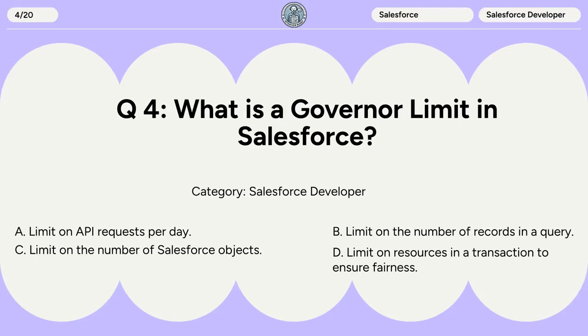Question 4. What is a governor limit in Salesforce? A. Limit on API requests per day. B. Limit on the number of records in a query. C. Limit on the number of Salesforce objects. D. Limit on resources in a transaction to ensure fairness.